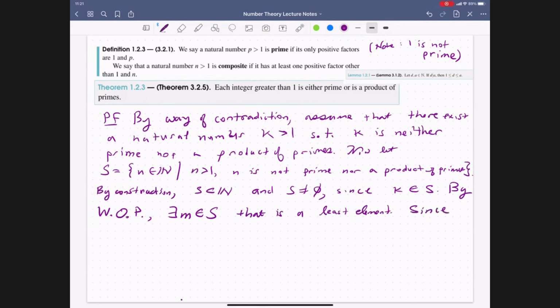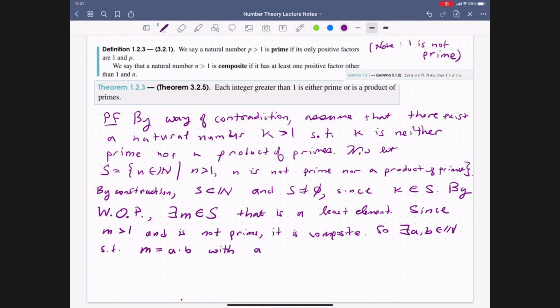Since m is greater than 1 and is not prime, it is composite. But if it's composite and not prime, that means that there exist natural numbers a and b such that m is equal to a times b, with a being greater than 1 and so is b, and both of them being strictly less than m. But m is the least element of S. So in particular, a and b are not in S.